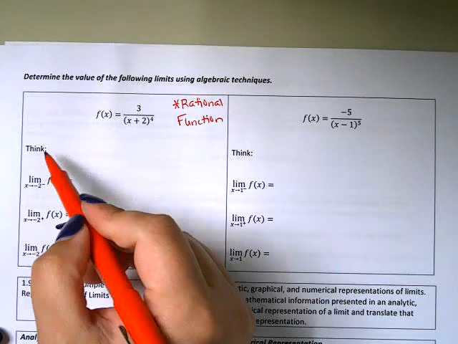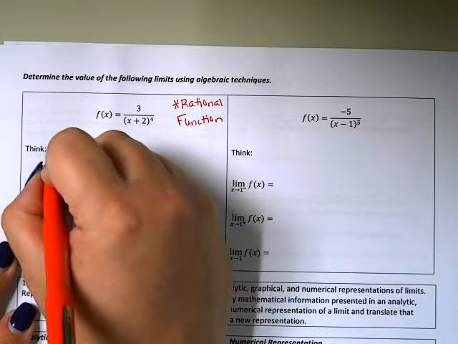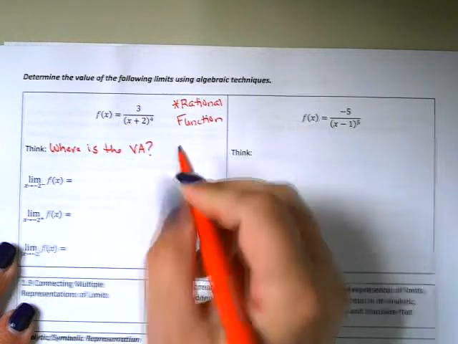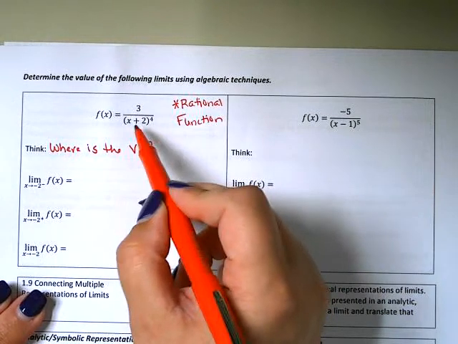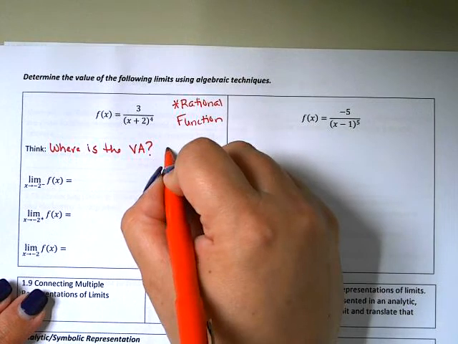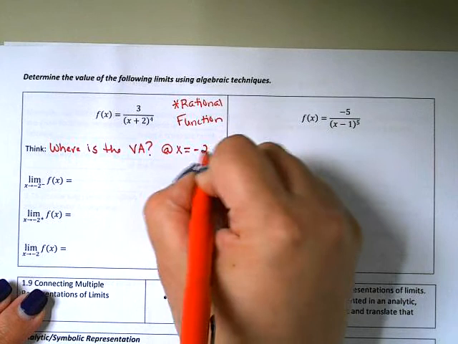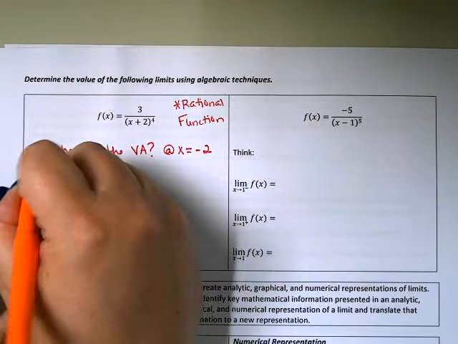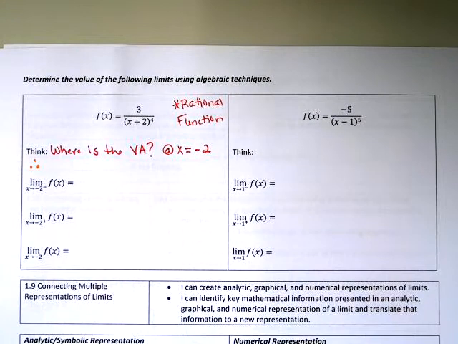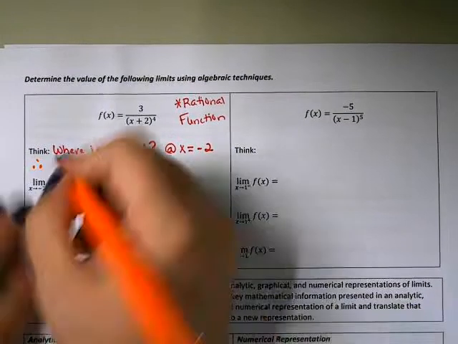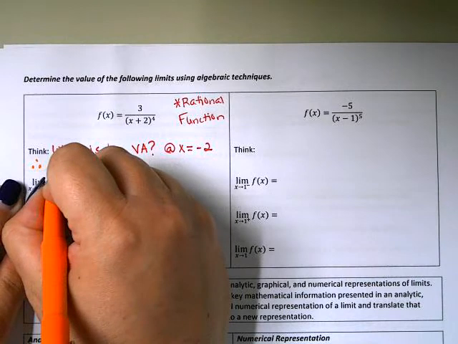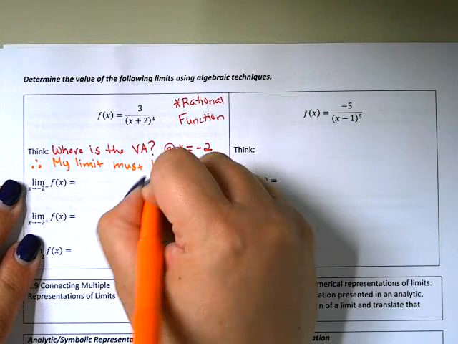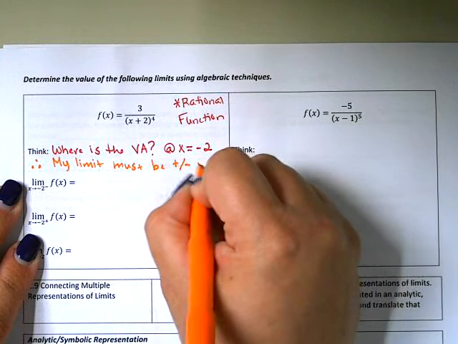So what you need to think to yourself is, where is the vertical asymptote? In this particular case, if we look at the denominator and set it equal to 0, we have a vertical asymptote at x equals negative 2. So therefore, hopefully you guys have seen those 3 dots like that. Therefore, we know then that the limit must be either positive or negative infinity.